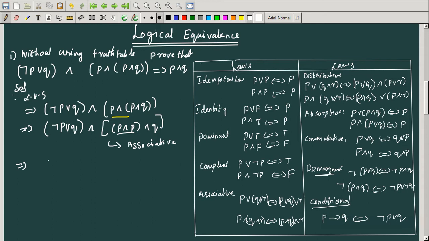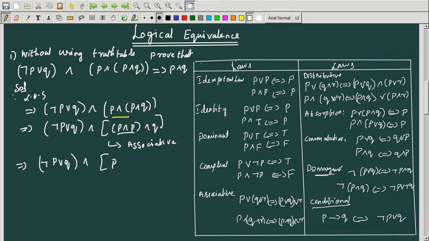It is your wish. Is this the only way I should solve? No. You can do any method. You can apply any formulas, any logical equivalence. But finally you have to prove P or Q. That is the thing. You just remember that.